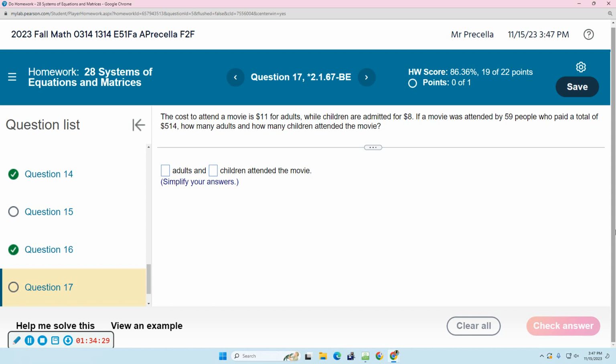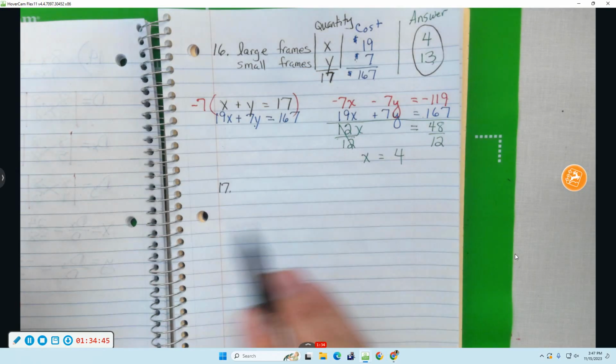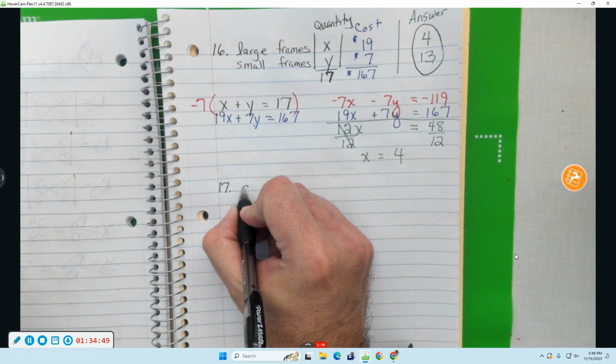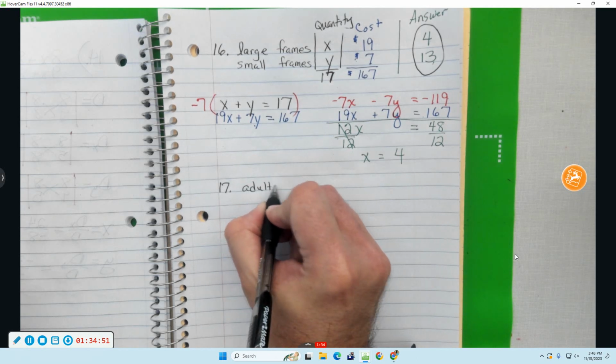What are the unknowns? What do we not know here? It should be obvious. Move your mouse right there. It's saying it right there. How many adults and how many children? So instead of large frames and small frames, what am I going to write? Adults and children, good.